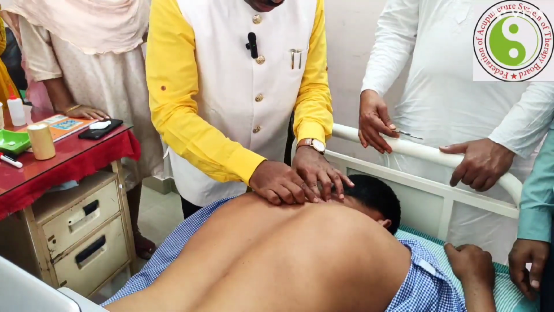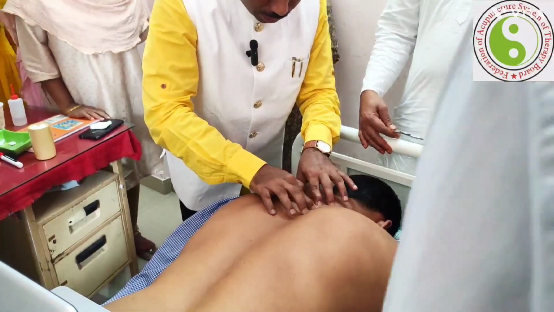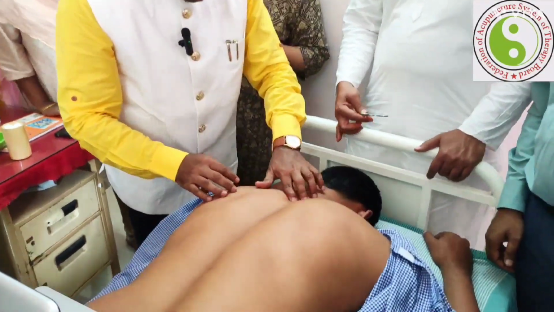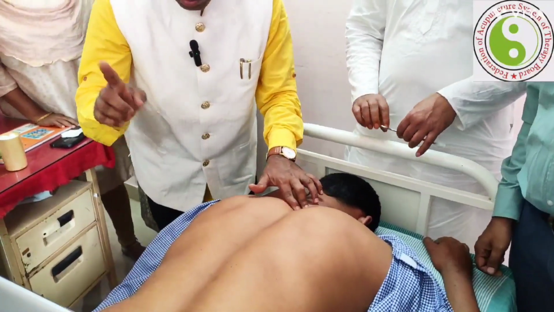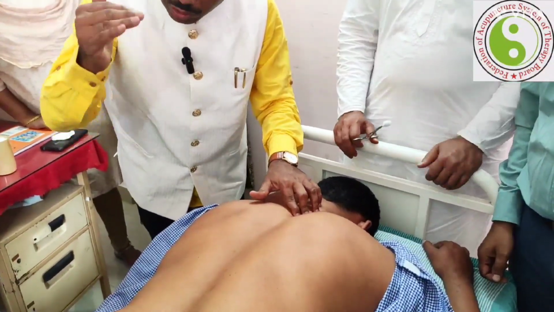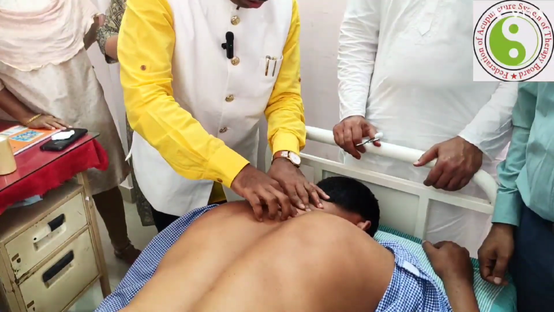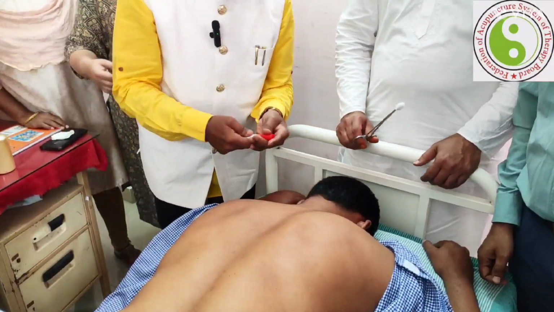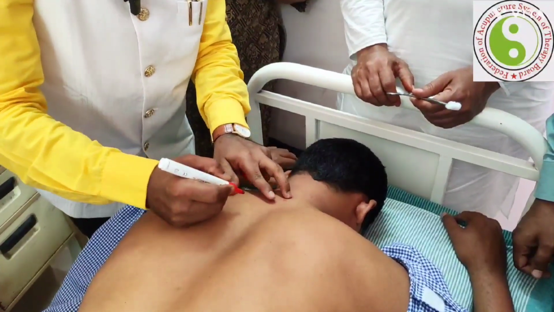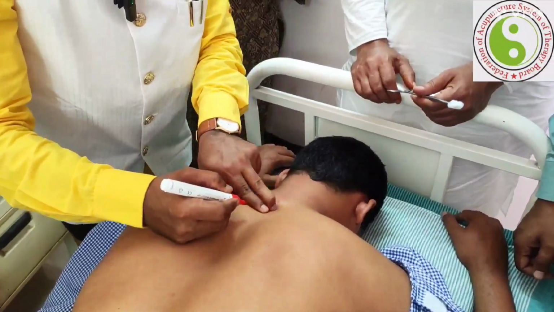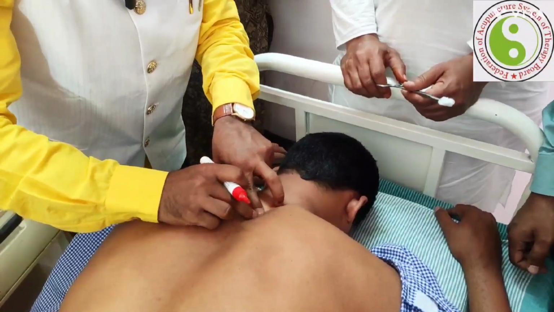Now let me show the C7. Below that you press and feel, this is the T1 vertebra. Below the T1 vertebra, 1.5 tun lateral. Now you make a mark: this is the C7 vertebra, and this is the T1 vertebra.